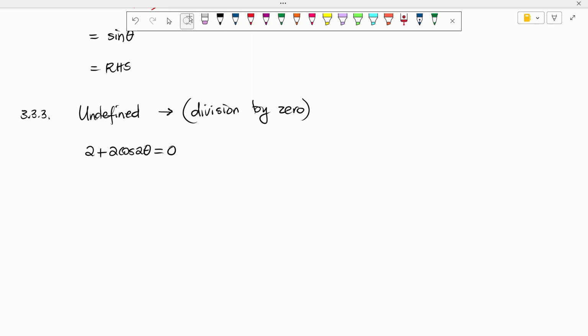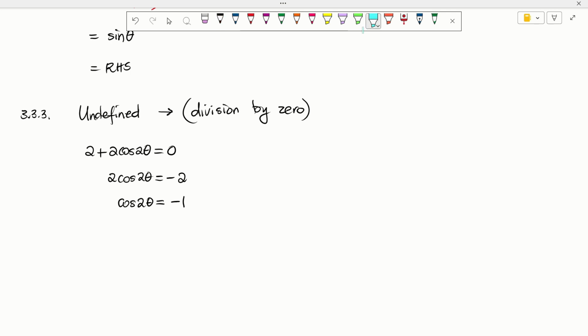Don't be scared. Then if it should be 0, it means I need to take the 2 to the other side. I'm basically just solving for x or theta. So I'm going to have 2 cos 2 theta is equal to -2. Then I can divide by 2 both sides. So cos 2 theta is equal to -2 over 2, which is just -1.